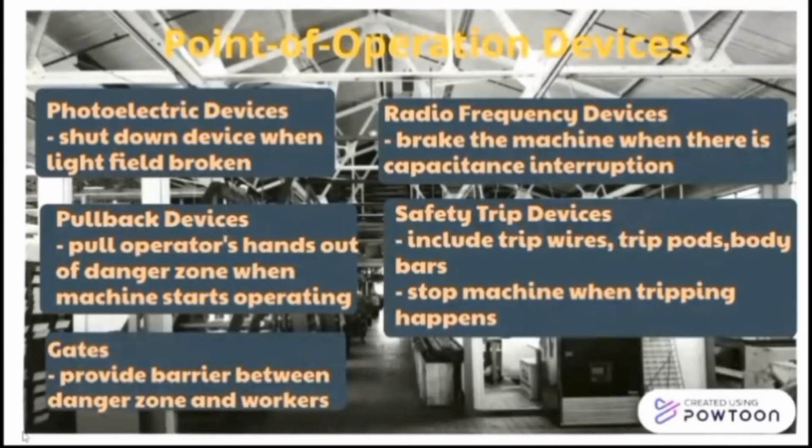There are many point of operation devices. First, photoelectric devices. They shut down the machine when the light field is broken. Next is radio frequency devices. They stop the machine when there is capacitance interruption. Third, pullback devices. They pull operators' hands out of the danger zone when the machine starts operating. Fourth, safety trip devices. They include trip wires, trip rods, and body bars, and they stop the machine when tripping happens. Lastly is the gate. It provides a barrier between the danger zone and the worker.